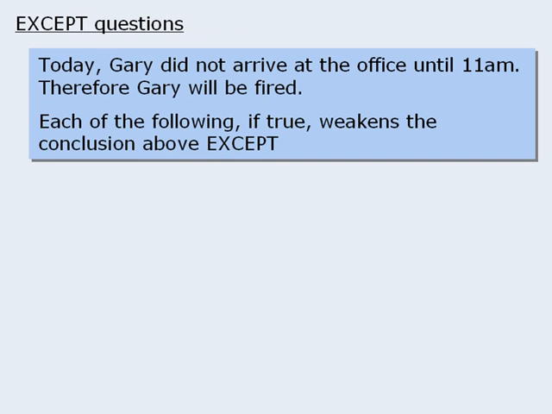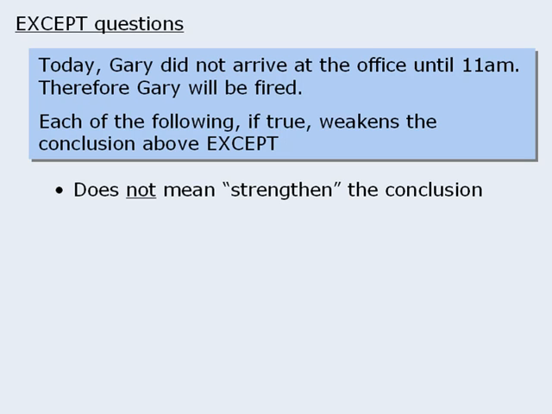Occasionally, you'll find GMAT questions that ask you to find the answer choice that does not meet some requirement. Here's an example. Today, Gary did not arrive at the office until 11 a.m., therefore Gary will be fired. Each of the following, if true, weakens the conclusion above, except. Now first of all, it's important to note that adding the word except here does not mean that we are now looking for the answer choice that strengthens the conclusion. We're looking for the answer choice that does not weaken the conclusion. So the correct answer choice can be either one that has no effect on the conclusion or one that strengthens the conclusion.